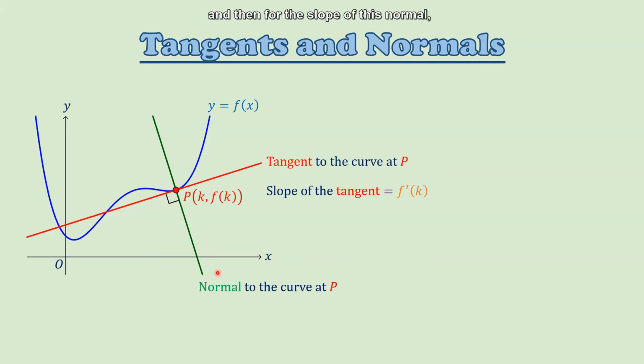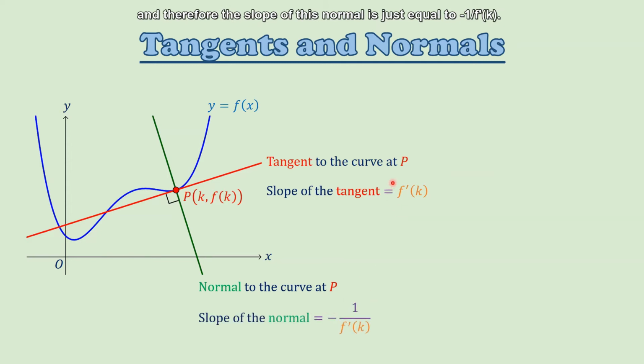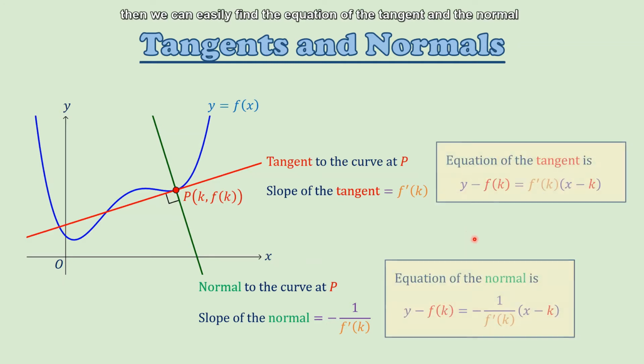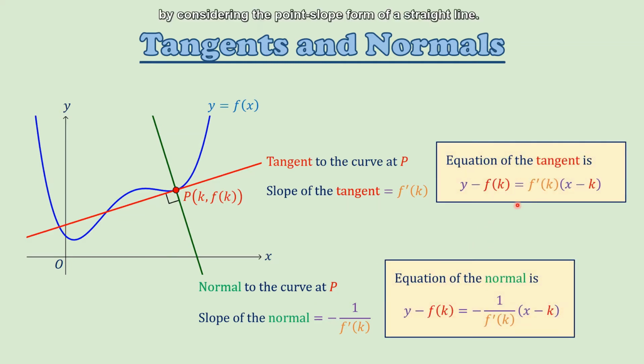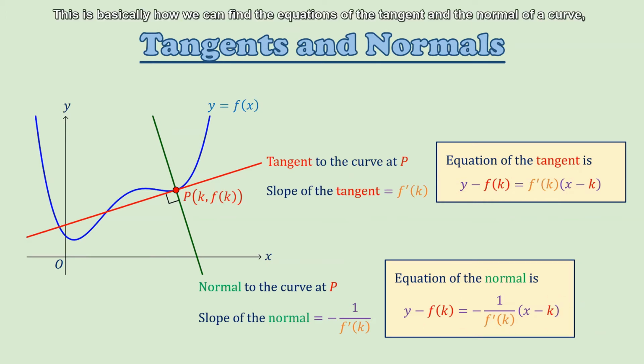For the slope of this normal, since these two straight lines are perpendicular, the slope of this normal is just equal to minus 1 over f'(k). If the coordinates of the point and the slopes are known, then we can easily find the equation of the tangent and the normal by considering the point-slope form of a straight line. This is basically how we can find the equations of the tangent and the normal of a curve.